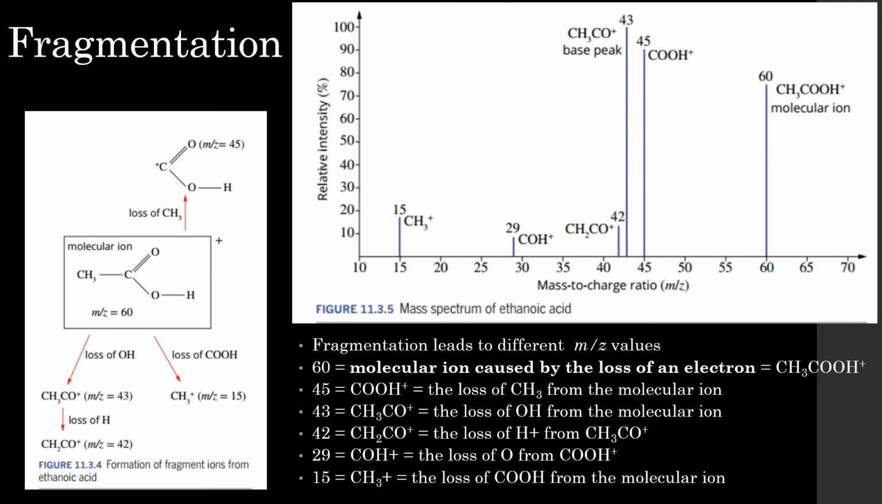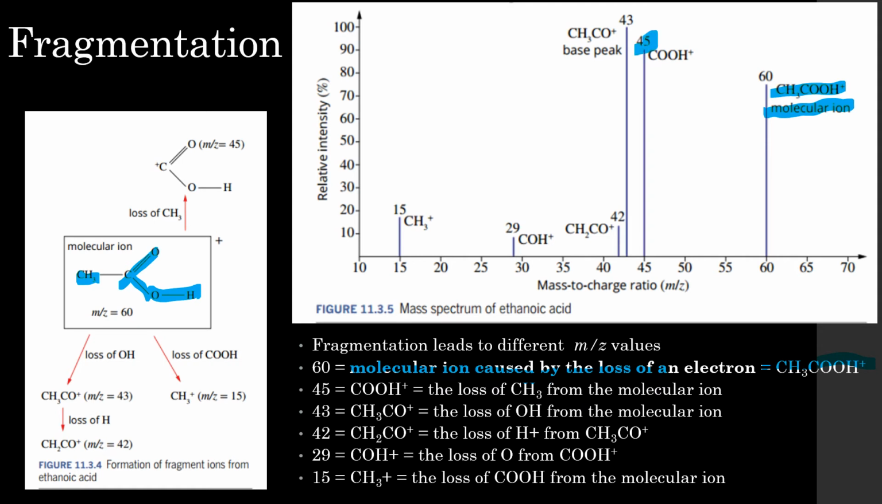So let's think about how different molecules can fragment in the mass spectrometer. If we have a look at ethanoic acid, what's that? CH3COOH. It has a molecular mass of 60, so we know that that's got to be the molecular ion. And the molecular ion, remember, has just lost one electron. So we say that this is the molecular ion caused by the loss of an electron, CH3COOH plus.